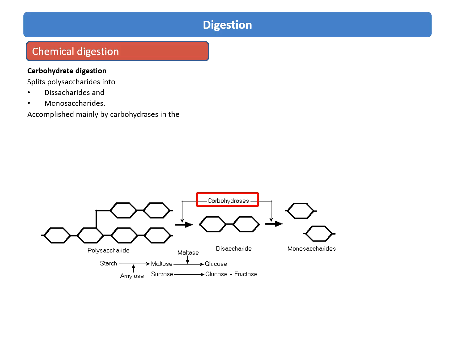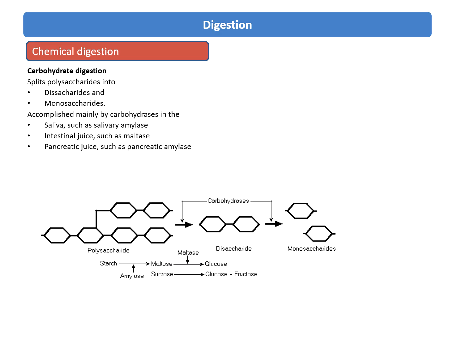It's accomplished mainly by carbohydrases in the saliva, such as salivary amylase, and intestinal juice, such as maltase. In the pancreatic juice, there's more amylase, pancreatic amylase. It produces 80% glucose. So most of the results of carbohydrate digestion consists of glucose. There is fructose and galactose.